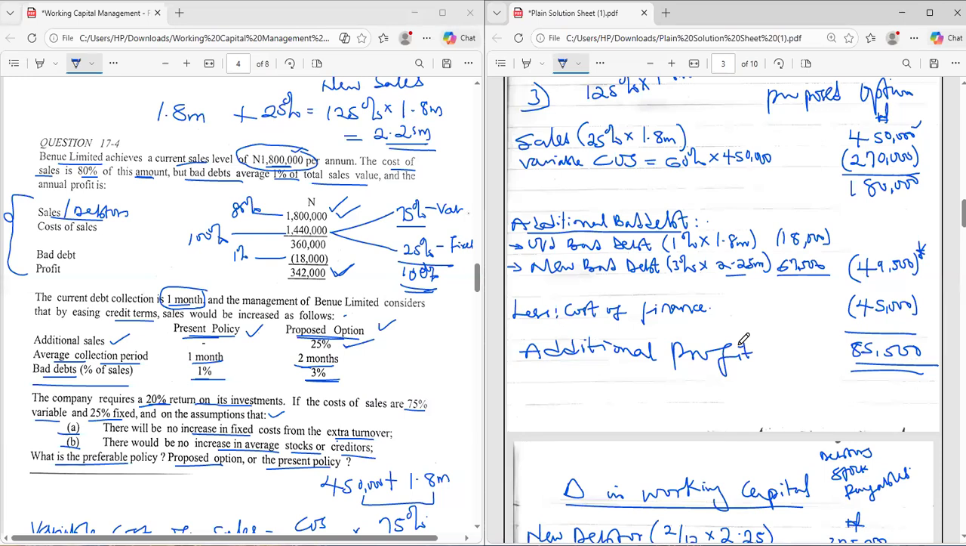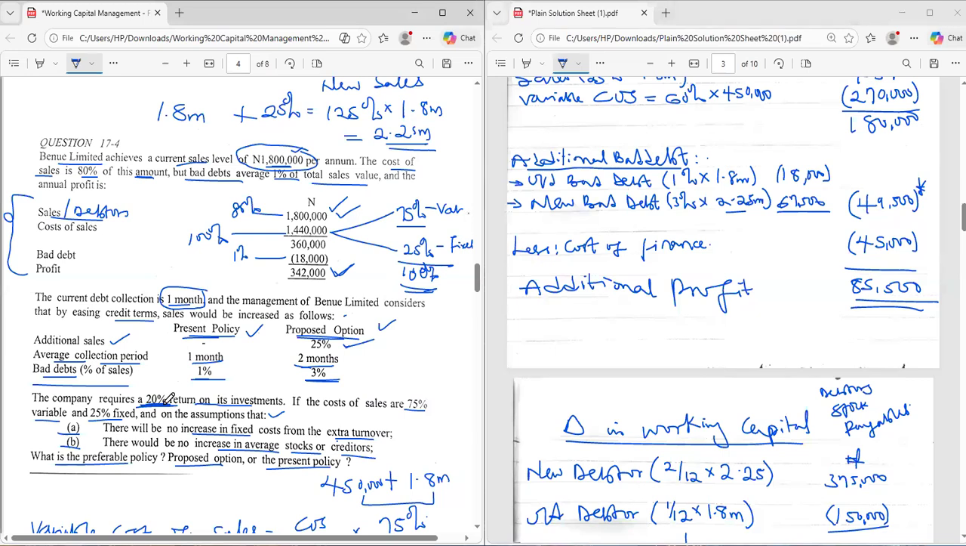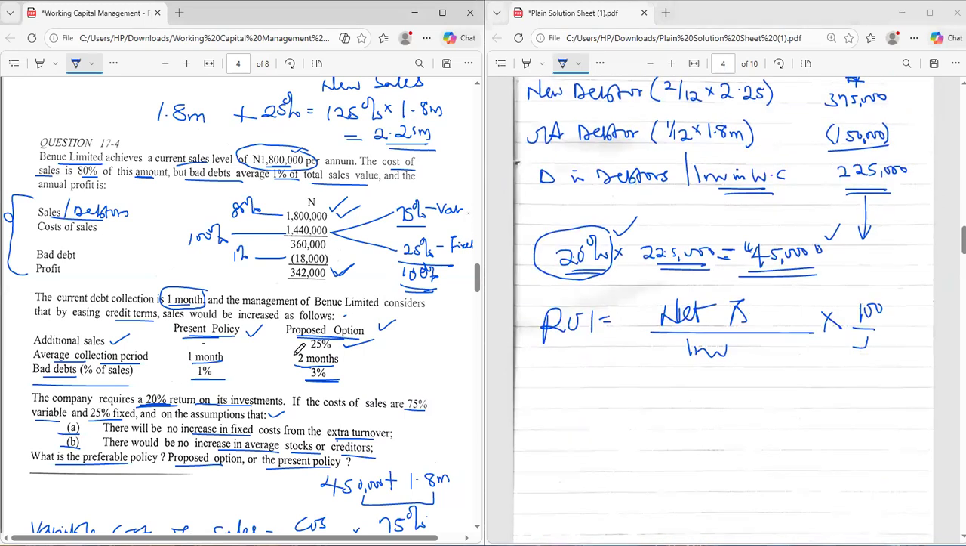Okay, if that is clear. Sorry, sir, please, where do you get that 20%? Which one? Is it not your ROI? It's not that 20% ROI. Yes, this one, 20%. Look at my mouse. 20% ROI.